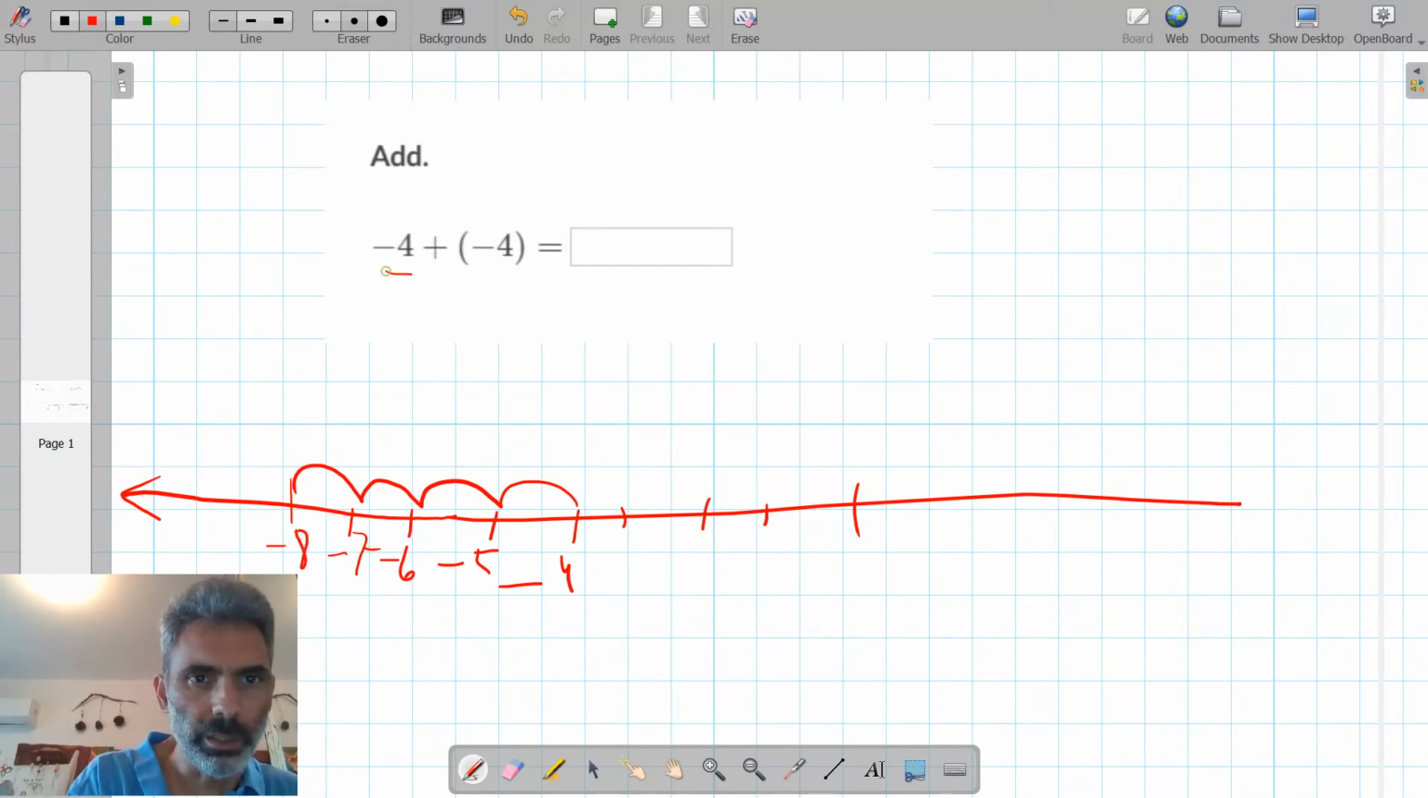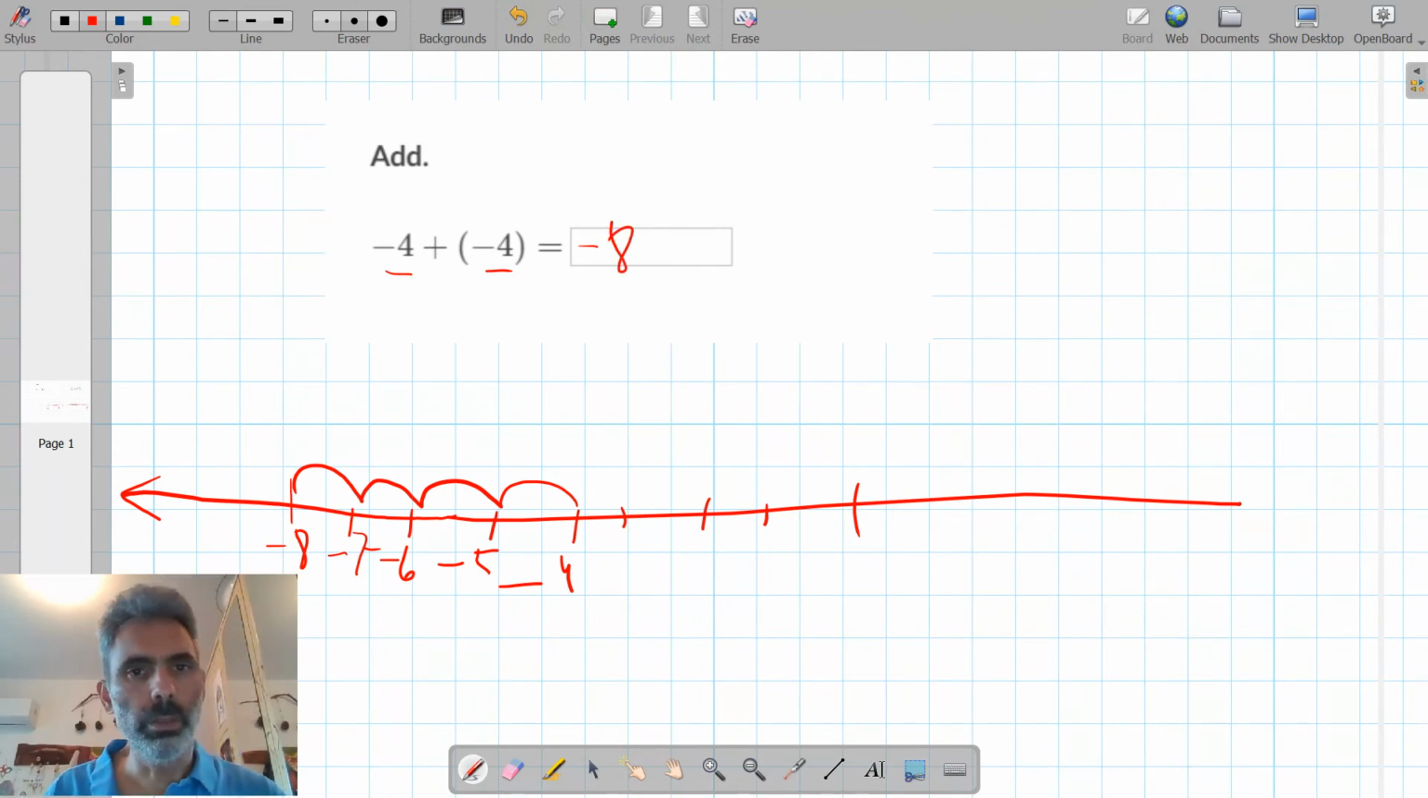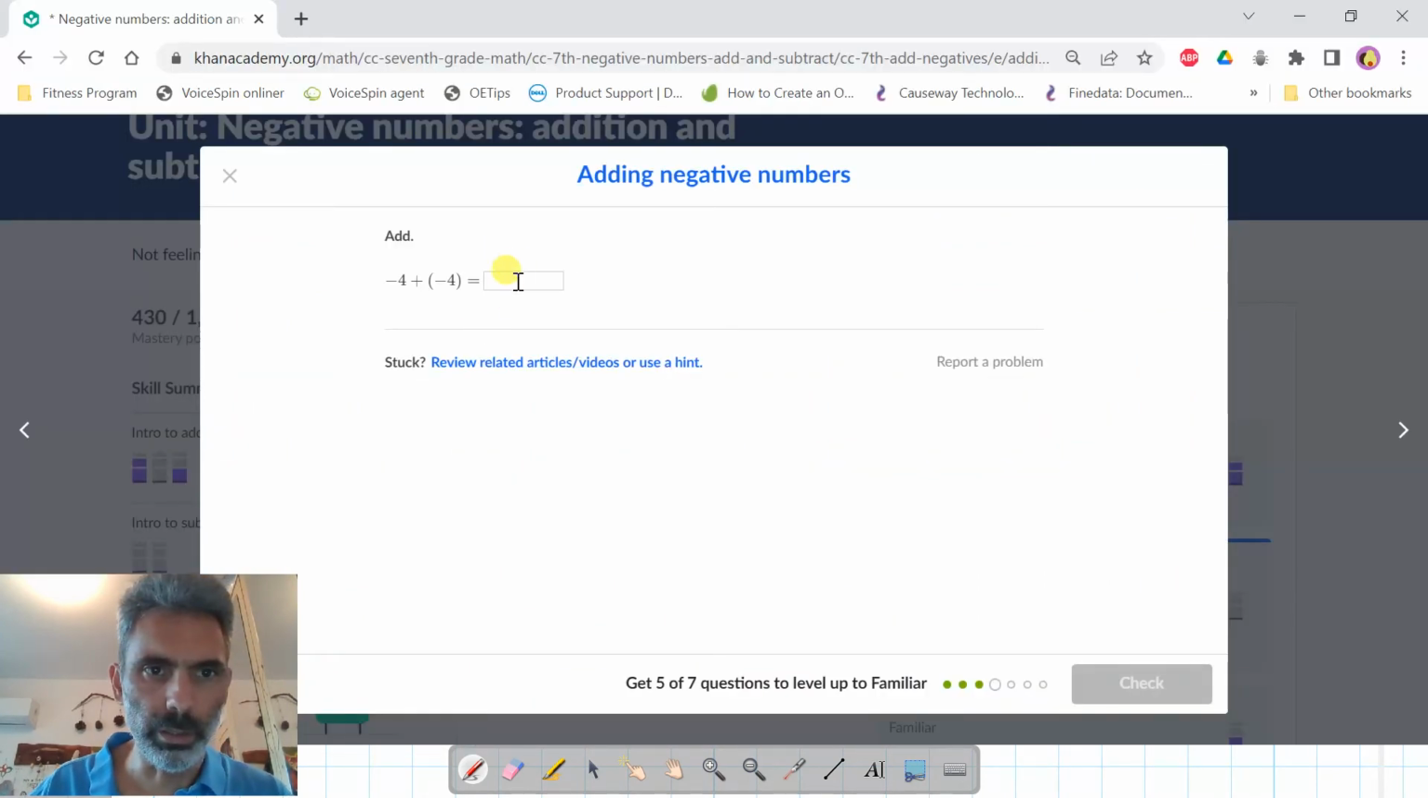So we combine these two together, and then we assign them the negative sign because we combine two negatives, so we will go further to the left from where we began. So we end up further to the negative, to the left. Okay, so -8 is the result.